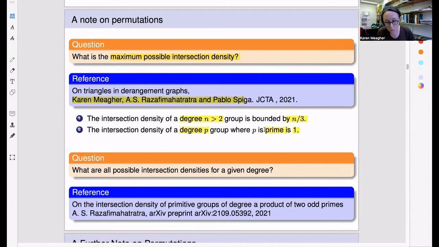So we can also ask, what are all the possible intersection densities for a given degree? If your degree is prime, your intersection density is going to be 1. What if you're the product of 2 primes? Or what if you're a power of 2? What sort of numbers are possible? There are some papers, I'll just put this one by my student Biddy, but a lot of this is really open, and we don't know yet.